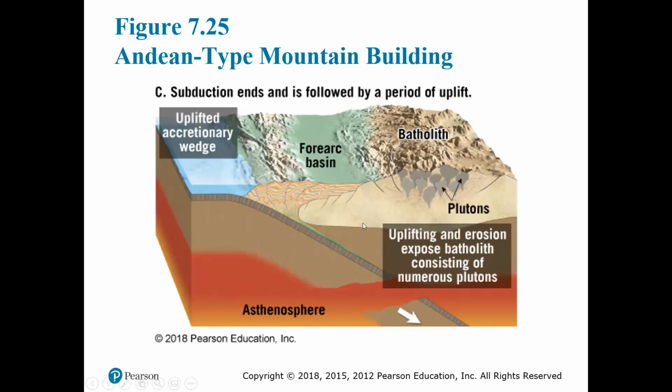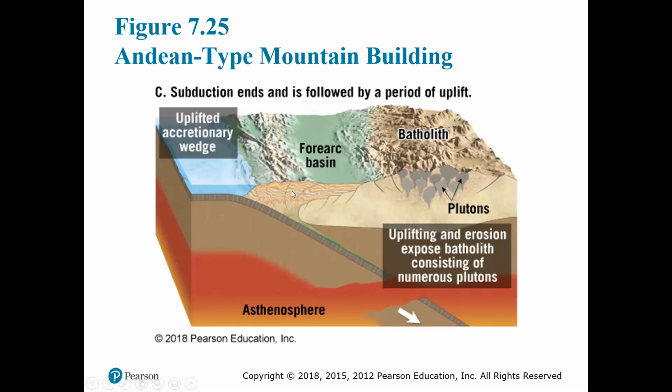And then we're going to continue this. We're going to get plutons as these magma chambers close. Subduction is eventually going to end, and these plutons are going to make their way to the surface, forming the batholith that we can actually see on the surface of the crust.